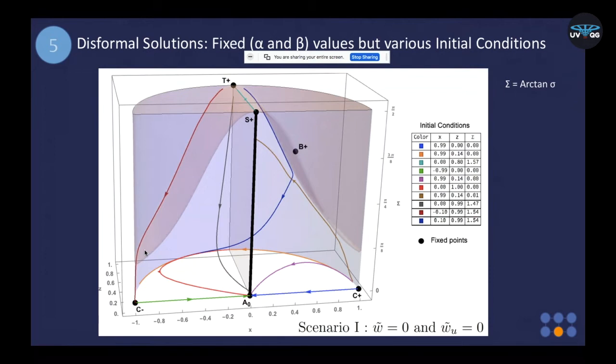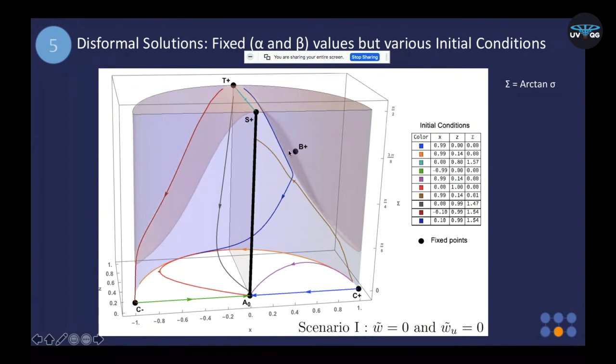So what we see here is a 3D phase portrait of X, Z, and capital sigma. Capital sigma is arctan of sigma. We do this so that we can compactify from minus infinity to infinity into a compact phase space. And what we see here is that sigma, or capital sigma, gives an extra degree of freedom for the dynamical system to evolve. The x, z plane is a purely conformal framework, because this is where sigma is equal to 0.